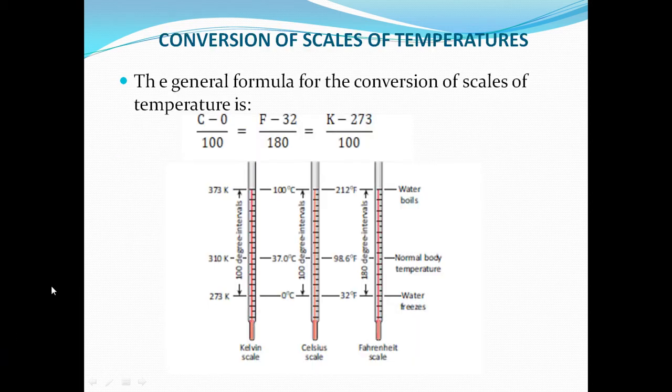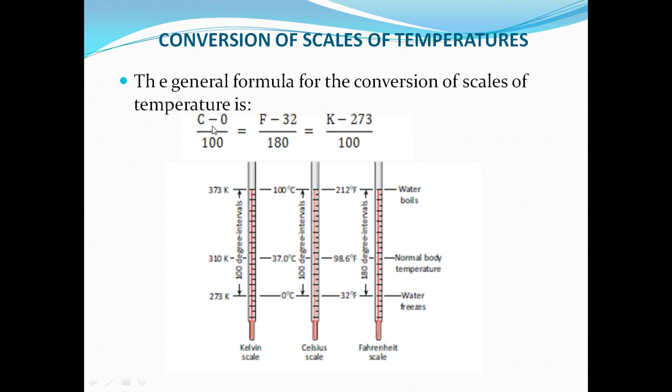Are you clear? Next, conversion of scales of thermometers. The general formula for the conversion of temperature scales is (C minus 0) by 100 equals (F minus 32) by 180 equals (K minus 273) by 100. For converting the Celsius scale to the Fahrenheit scale, we use the first two parts: (C minus 0) by 100 equals (F minus 32) by 180.